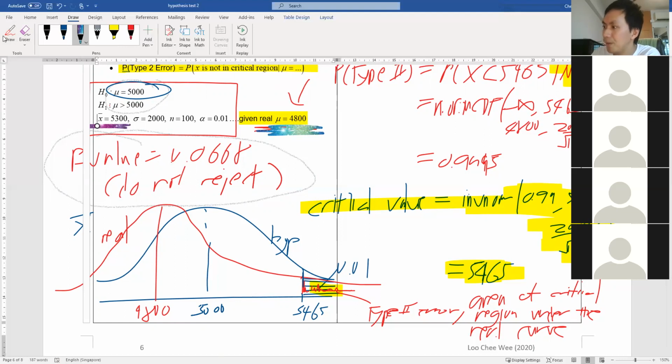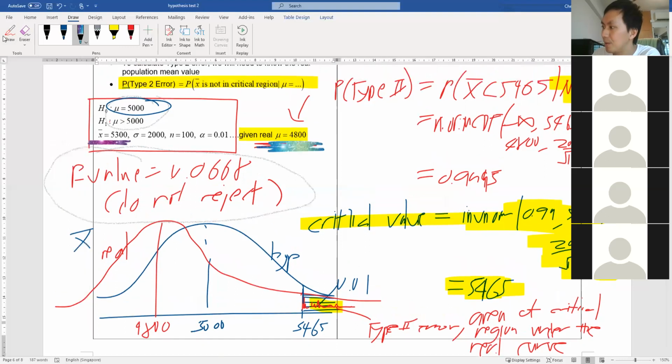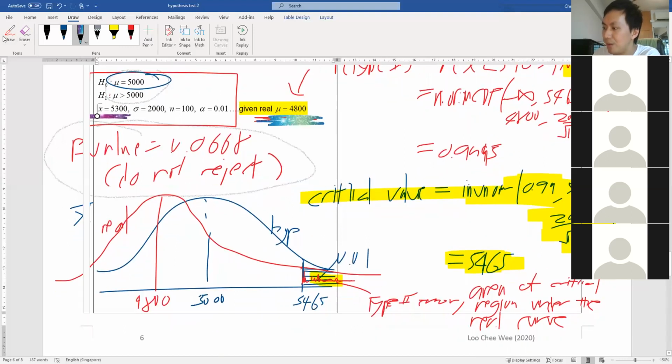So to do this is actually a conditional probability question. To see this graphically, it means that if I sketch out the real curve, assuming that sigma is still the same, the real curve is centered at 4,800 with the same shape. But the goalpost, which has been implanted by you, by the parameters of the question, will never change. So the goalpost is still here, 5465. But now the type 2 error is actually just the red portion.